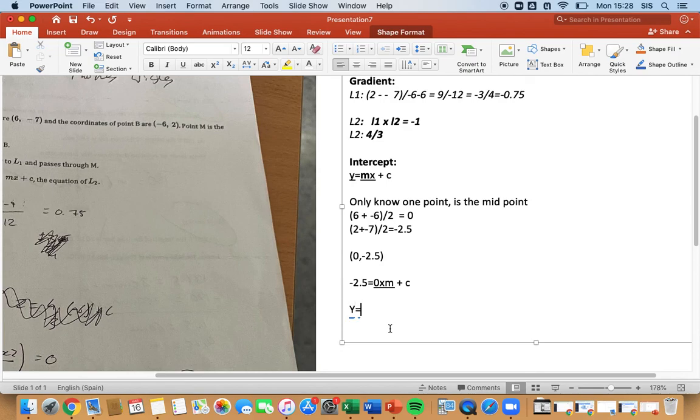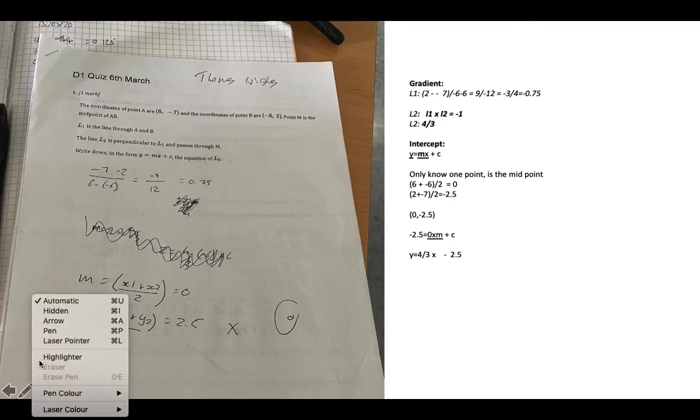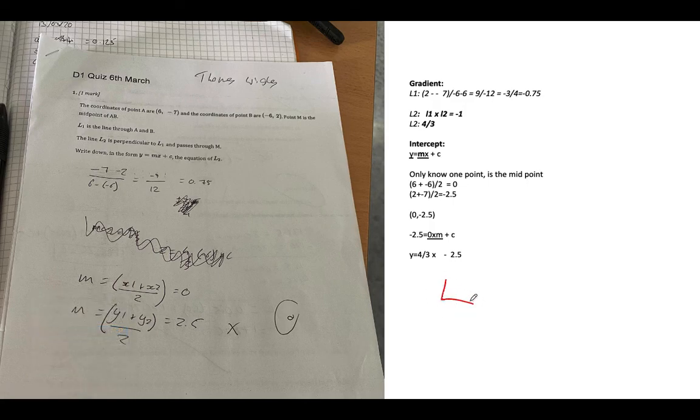So our equation becomes y equals 4/3 x plus c, and we know c is minus 2.5, so we can get rid of the plus and change it to a minus. Also, please be aware, write this as a proper fraction, and what I mean by that is the following. And also, if you want to write this as a decimal instead, that's absolutely fine, but make sure if you're writing 1.3 recurring, which is what this fraction is, you put a dot above the 3.